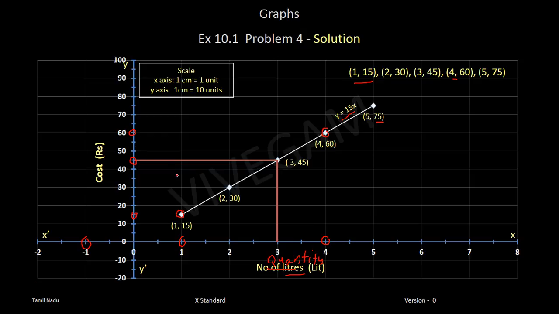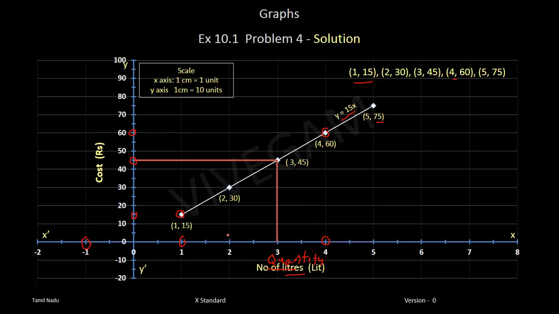And so like that you can find the cost for various liters, or vice versa, how many liters you'll get for a given quantity of money. So for 30 rupees, how many liters will you get? From 30 come here, it intersects at this point, come down, so you get 2 liters. You got it? So that is the usage of this particular graph.